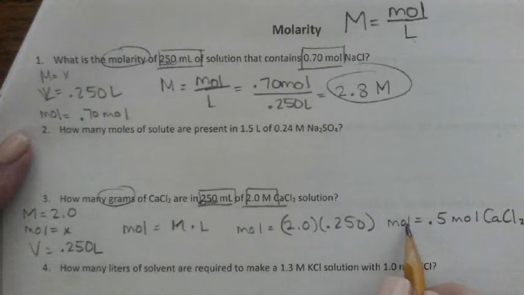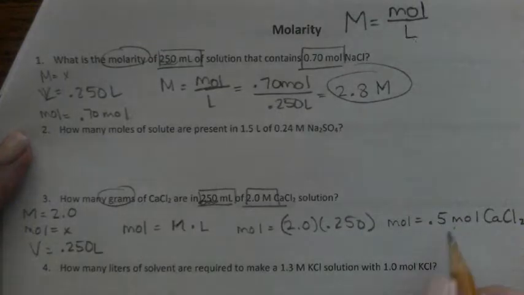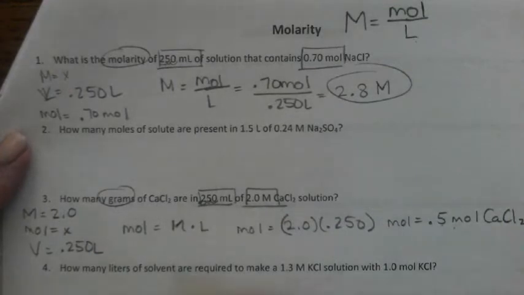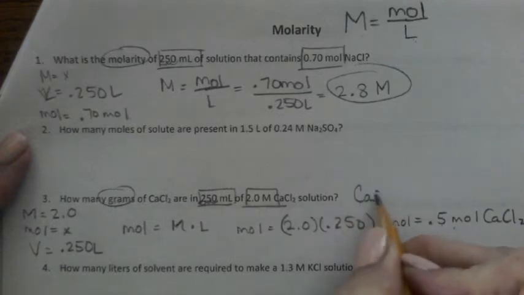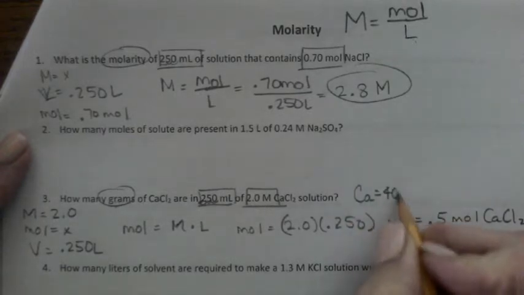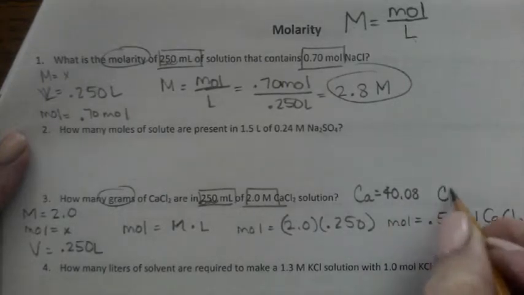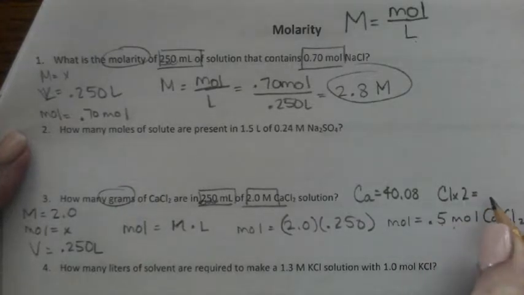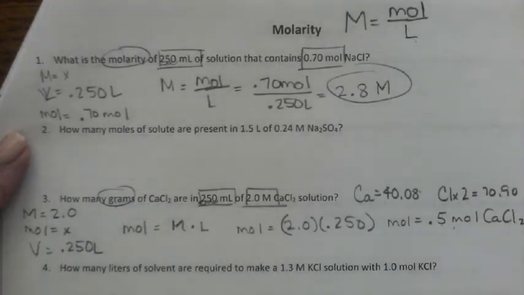So in order to get to my final answer, I have to now convert this half mole of calcium chloride into grams of calcium chloride. In order to calculate grams of calcium chloride, I'm going to have to multiply 0.5 moles times the molar mass of calcium chloride. So let's figure out up here what the molar mass of calcium chloride is. Calcium on your periodic table is 40.08. And there's 2 chlorines. 35.45 times 2 is 70.90. So I'm going to add these two together to get the molar mass of calcium chloride.